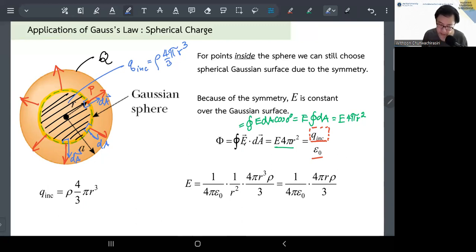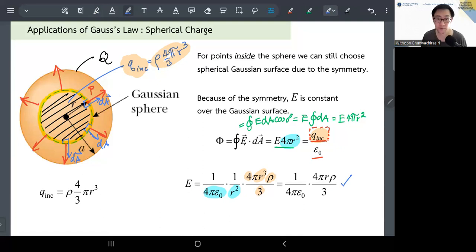So that's it, guys. You just take this Q enclosed and plug it in here. Bam. This is what you have: rho 4 thirds pi r cubed. And all you have left is to take the 4 pi r squared and move it to the right hand side, 4 pi r squared with the epsilon naught. And that's it. You are done. That is your electric field inside the ball.